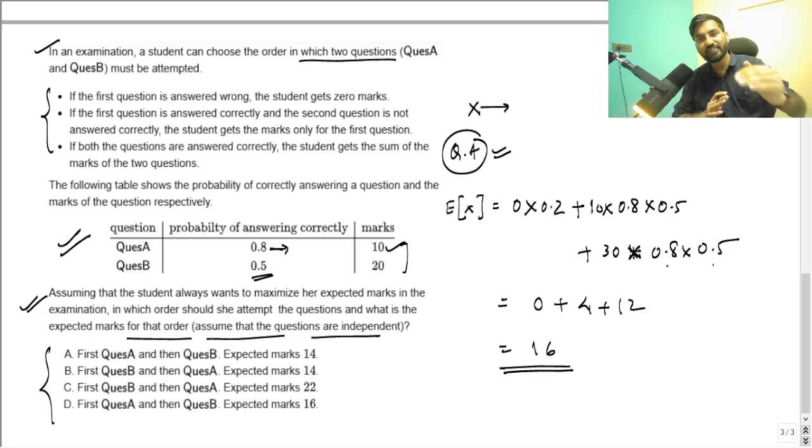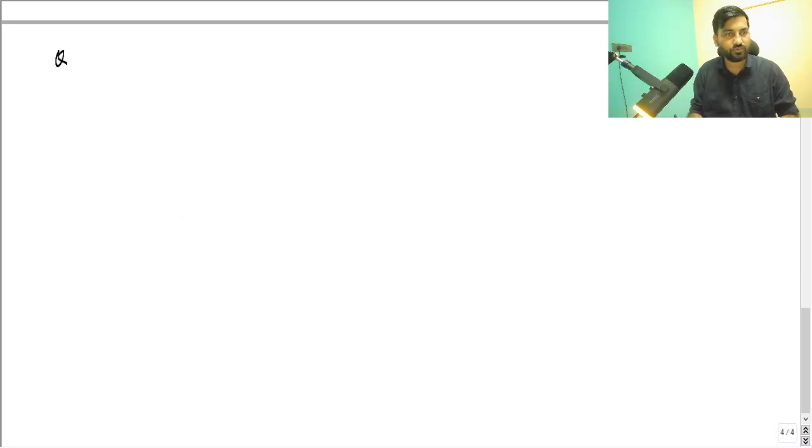So option D seemingly is going to be there, right? Let us wait for the next case. This is case 1, you can say. Case 2 is going to be what? Let us take question B as the first question, and try to find the expectation.